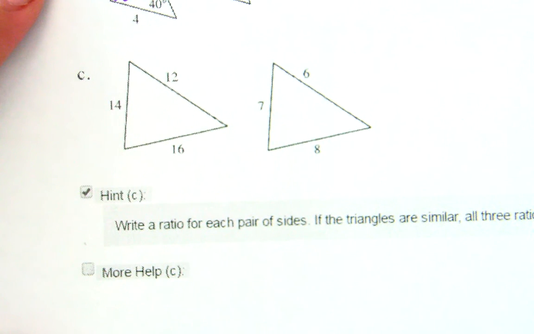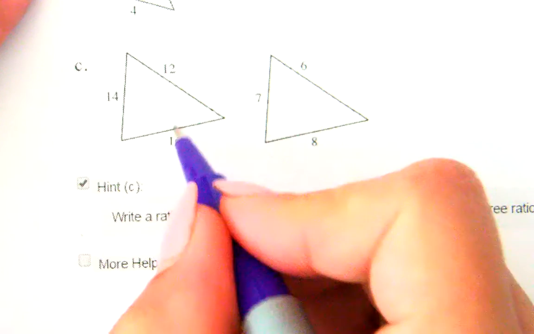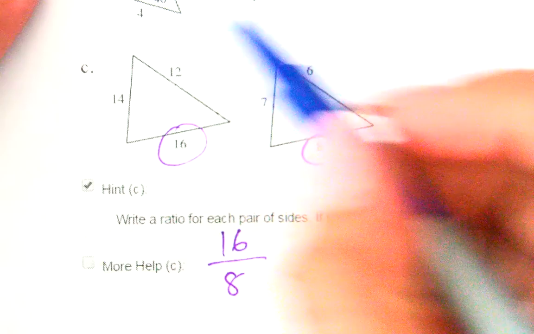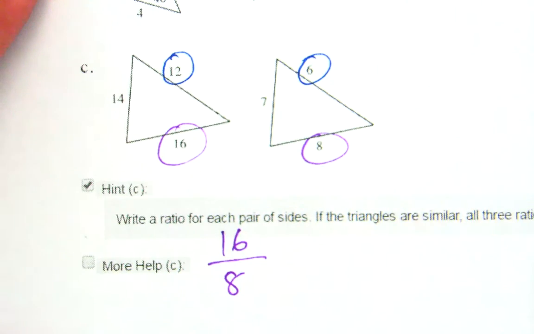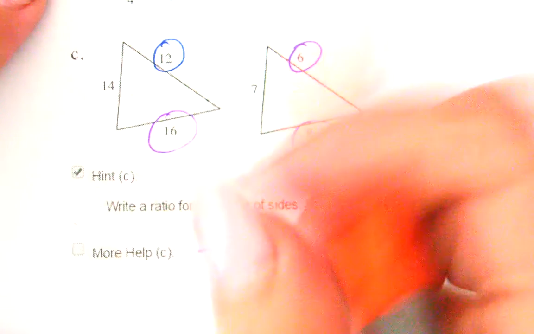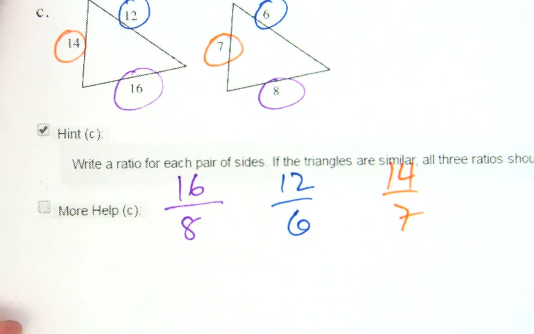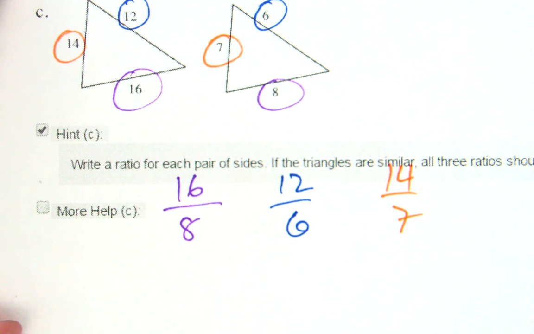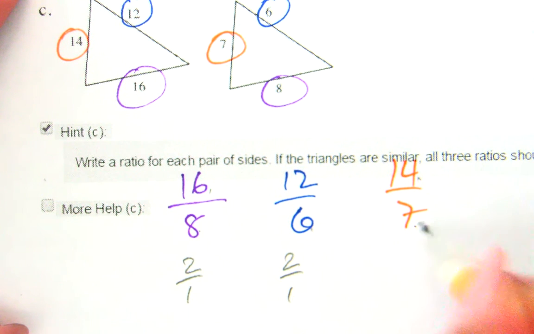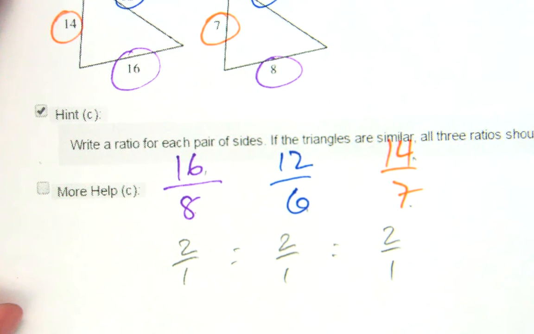So we have 16 over 8. What's the smallest one? 12 and 6, right? And then in the middle we have 14 and 7. And the question is, are all these ratios the same? Well, you can simplify, right? 16 over 8 just becomes 2 over 1. 12 over 6 becomes 2 over 1. 14 over 7 becomes 2 over 1. So, yes, the ratios are all the same. 2 over 1, 2 over 1, 2 over 1.